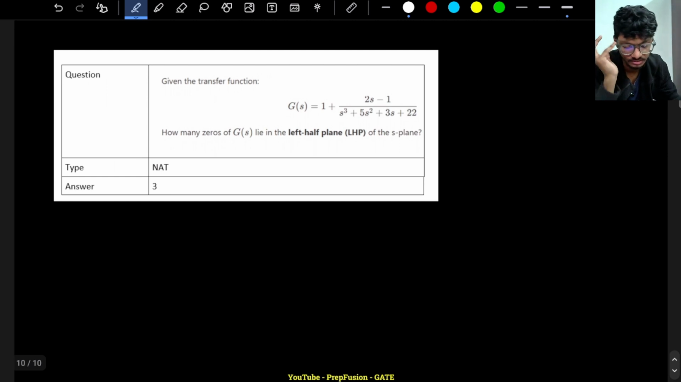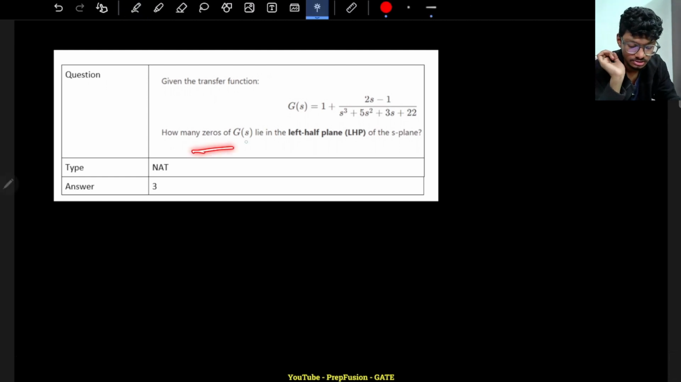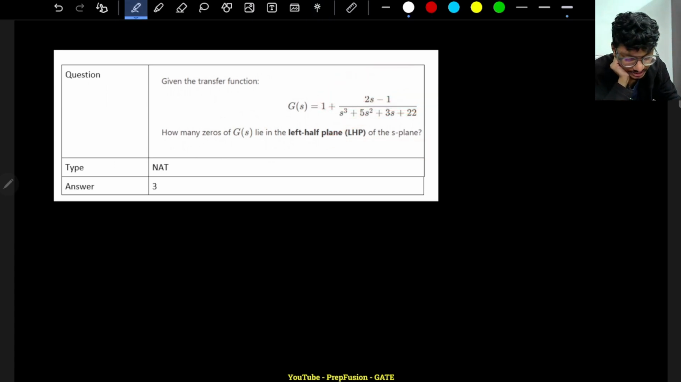This question is again very simple. You have to find out how many zeros of G of s lie on the left half of the s plane. How many zeros, not poles, how many zeros? Pretty simple. First let me write the numerator. The numerator will be s cube plus 5s square plus, this is 3s plus 2s, so it will be 5s plus 21. This is the numerator.